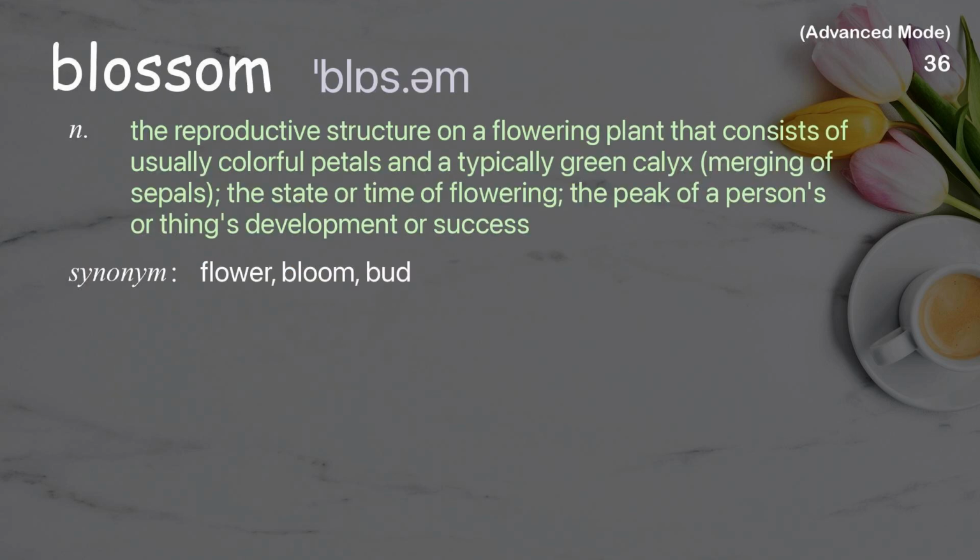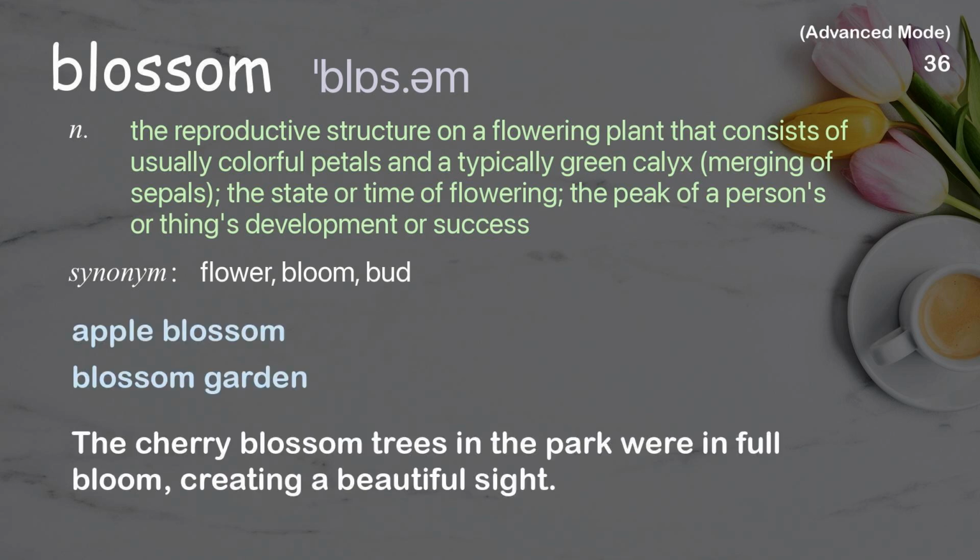Blossom. The reproductive structure on a flowering plant that consists of usually colorful petals and a typically green calyx, a merging of sepals; the state or time of flowering; the peak of a person's or thing's development or success. Examples: apple blossom, blossom garden. The cherry blossom trees in the park were in full bloom, creating a beautiful sight.